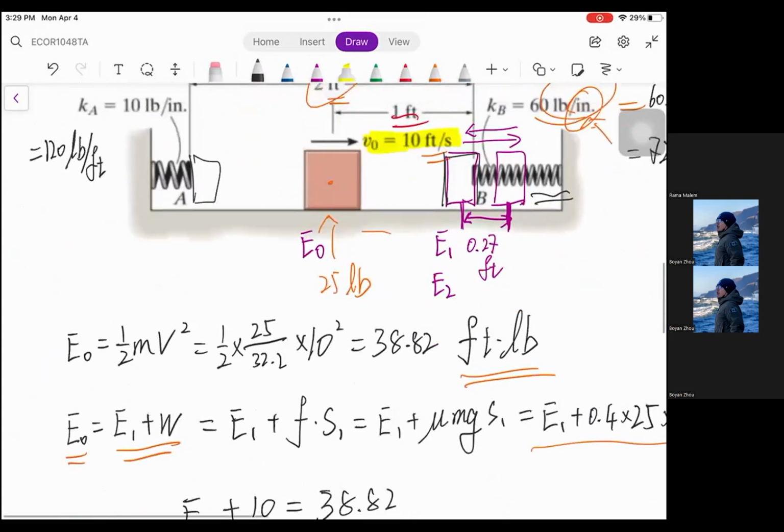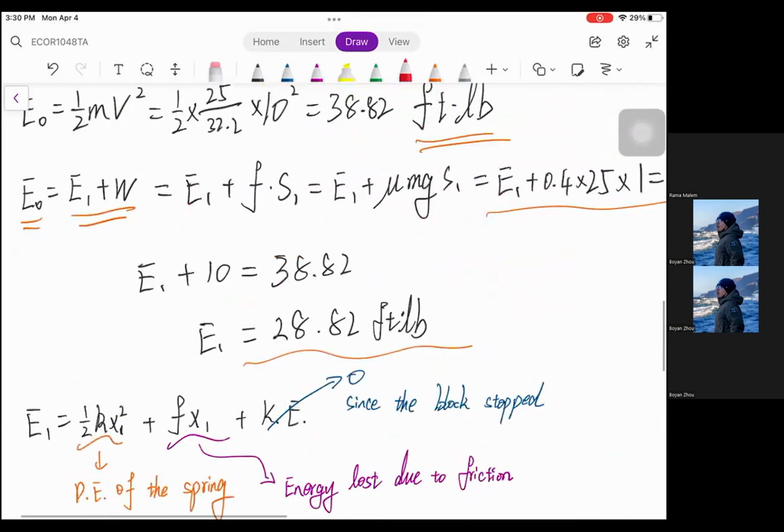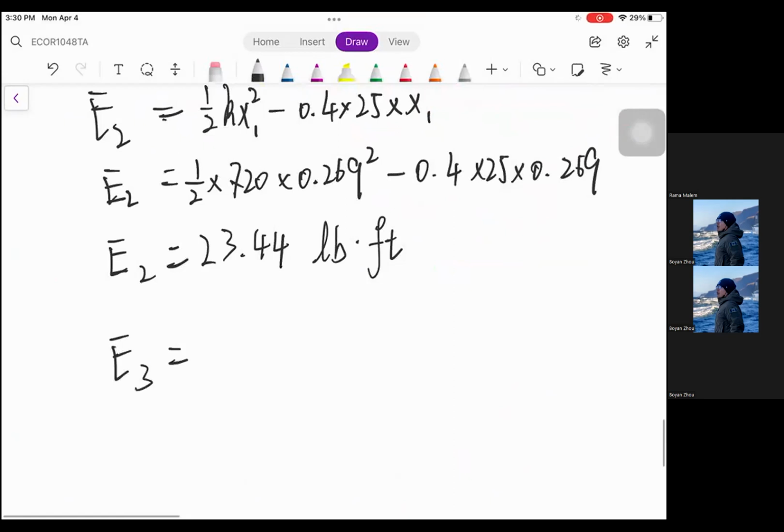Okay, so now the block is going to travel backwards, from B to A, going this way. So the next step is to find out the energy left when the block is about to hit spring A. That is how much energy is consumed when the block moves from point B to point A. So I'm going to use E3, the energy at spring A, which is equal to E2 plus the energy wasted by the friction.